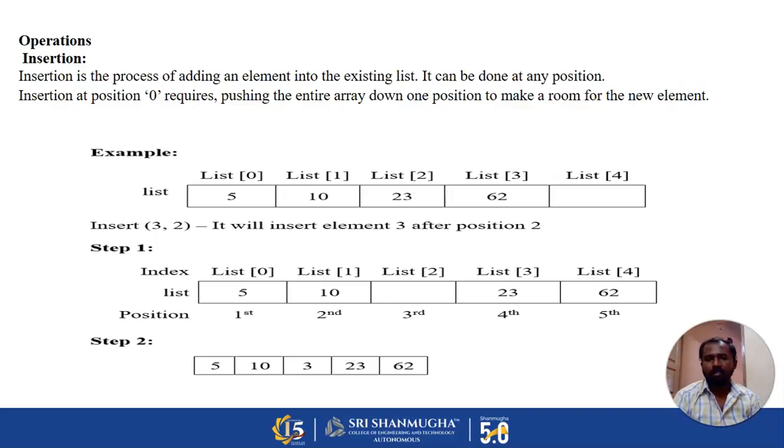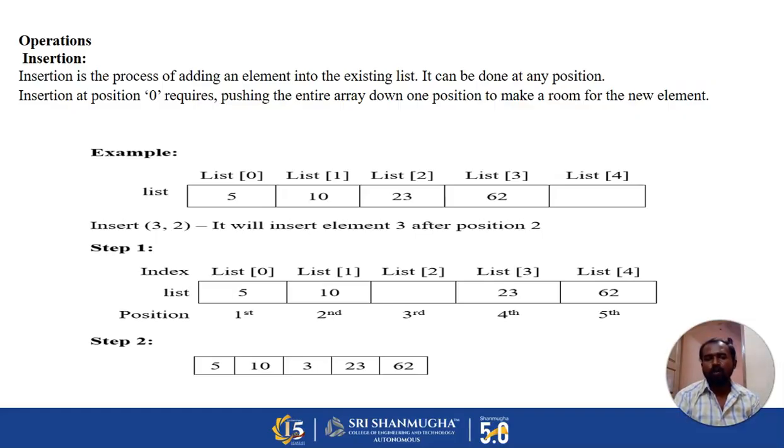In the example list, I have taken 5 values, but the index value is 0 to 4. List 0, list 1, list 2, list 3, and list 4 is empty. List 0 is 5, list 1 is 10, list 2 is 23, list 3 is 62. Now I insert a new value. At the third position I insert the value 2.